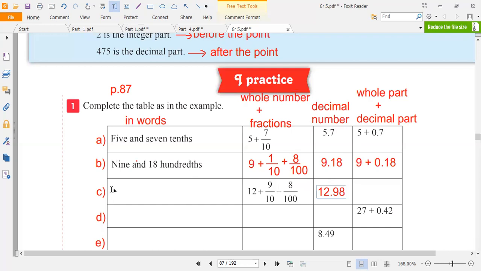Now let's write it in words. 12 point, so when we see point we say and. We write 12 and 98, and the 8 is the hundredths digit. We look at the last digit. The last digit is the hundredths digit, so we write hundredths. After we finish reading the number, we have to write hundredths. And now let's write it as whole number plus decimal number, so it is 12 plus 0.98.